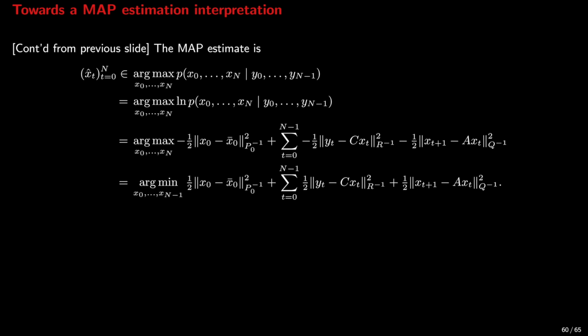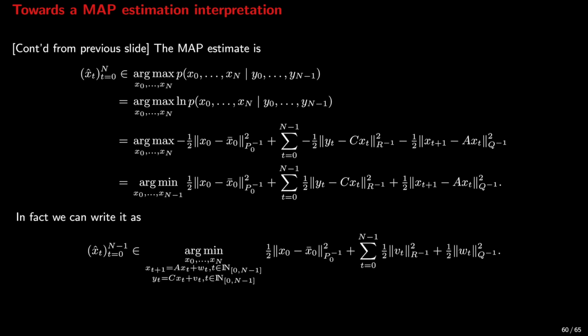We can drop these minuses and change the maximizer to a minimizer, and we end up with a minimization problem instead of a maximization problem. Now note that yt minus Cxt is the output noise, Vt, and xt+1 minus Axt is the process noise, Wt. This allows us to rewrite the minimization problem in this form.